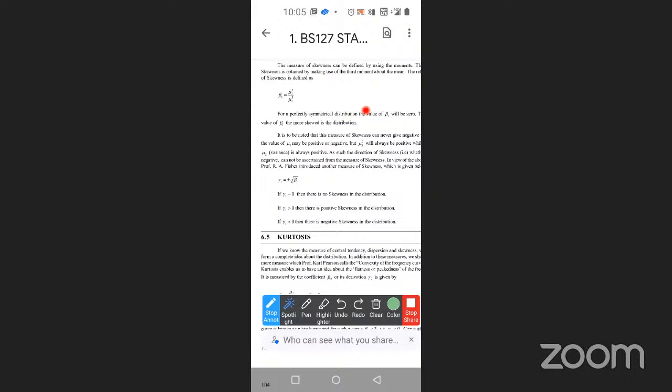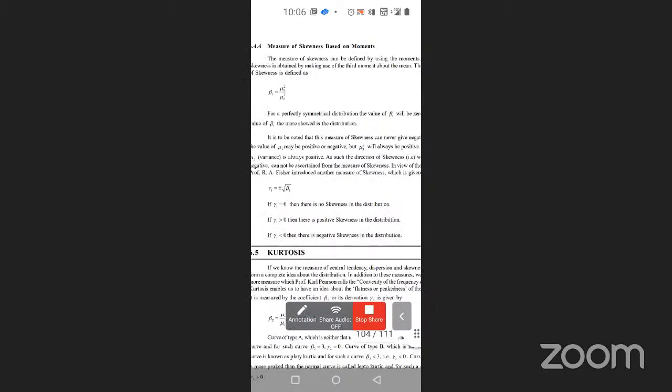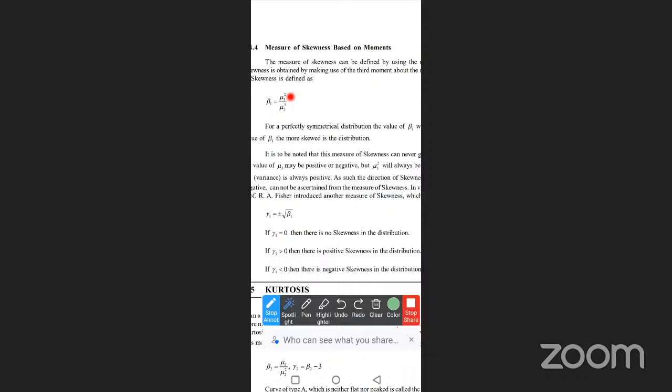It is to be noted that this measure of skewness can never give a negative value. The value of mu3 may be positive or negative, but mu3 square will always be positive. So beta 1 is equal to mu3 square; even if mu3 is negative, its square becomes positive. Mu2 cannot be negative, it is our variance. It is always positive. So positive divided by positive gives a positive value. So beta 1 value is always positive.